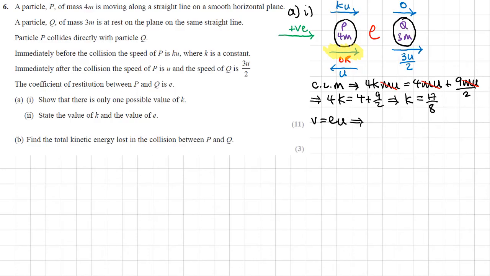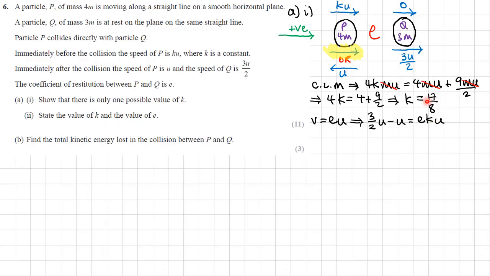Now we're going to move on and use the coefficient of restitution. e is equal to... so that will give us the speed of separation. Now they're going in the same direction, so that'll be 3u/2 minus u, because it's going in the same direction, is equal to eku.